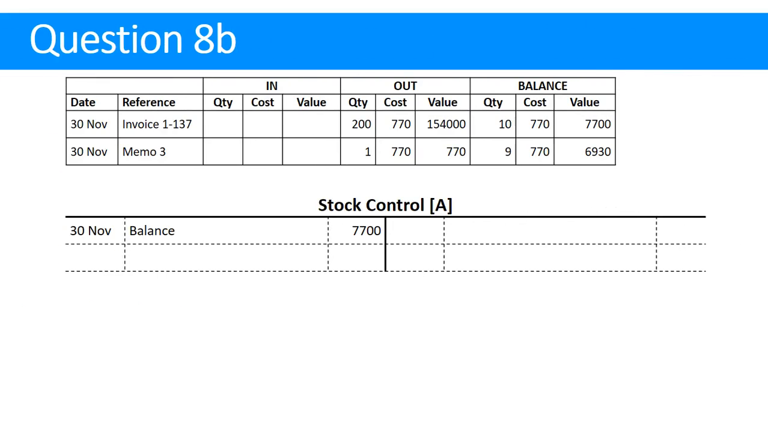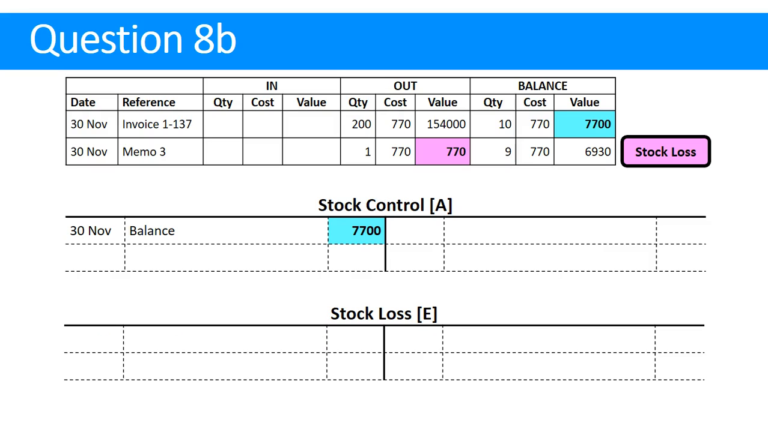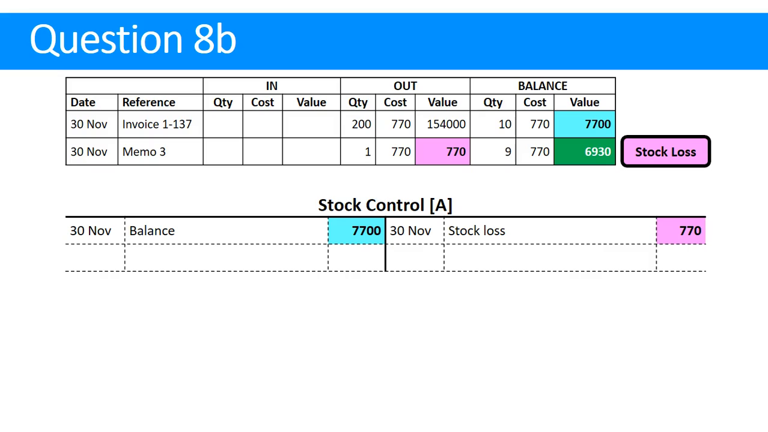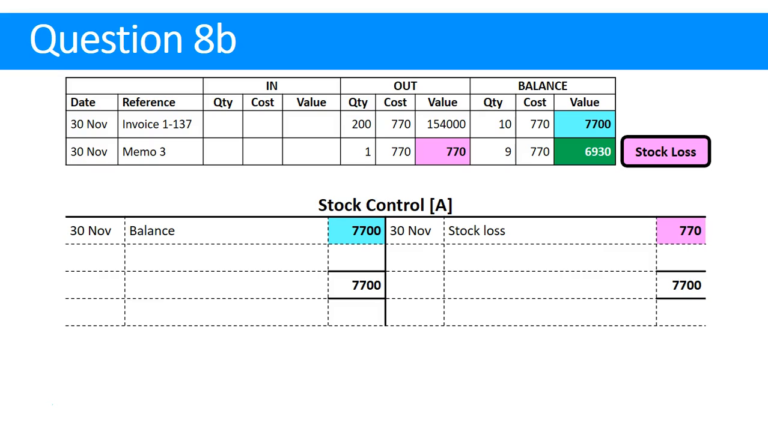So what we're going to do is get this stock control ledger, it's at $7,700, and it's got to go down by $770 to get down to $6,930. To do that, we create an expense called stock loss, and expenses go up on the debit side, and that becomes a credit in the stock control account. That's the entry we need to make. Just to prove that we've done that right, if we balance out this stock control ledger, we end up carrying forward a balance of 6,930. So clearly we've got that right.